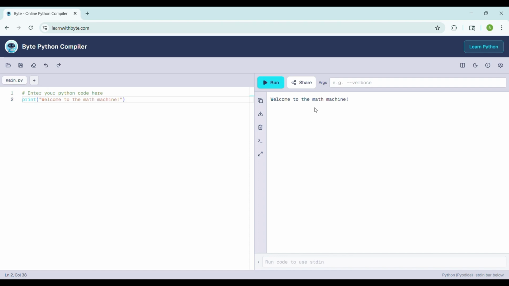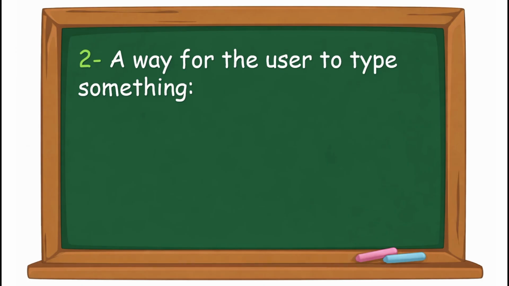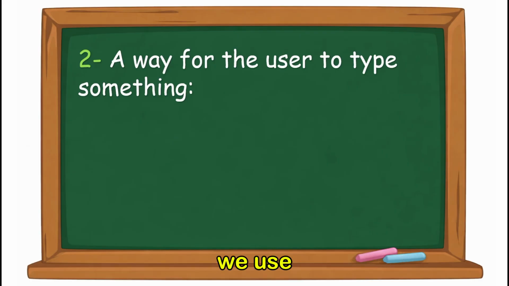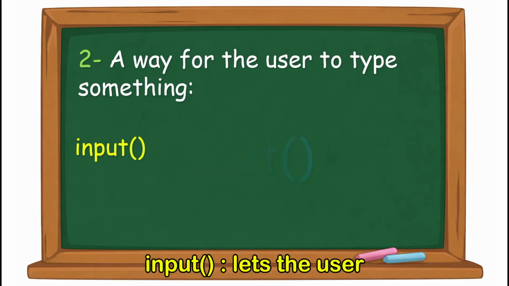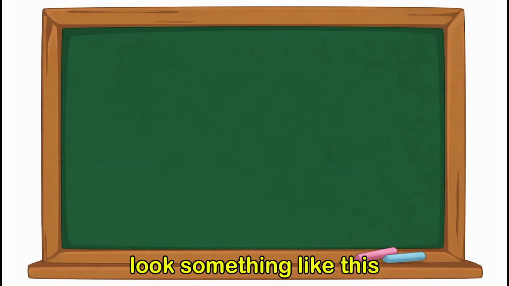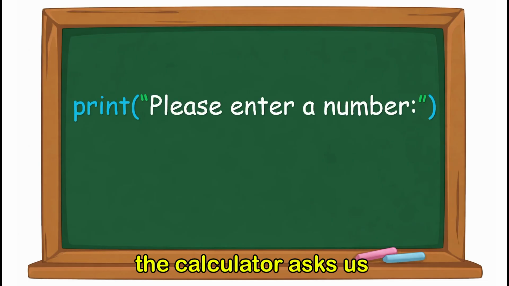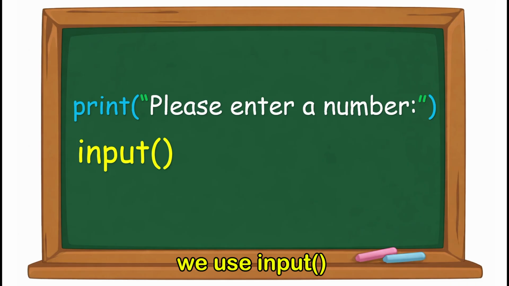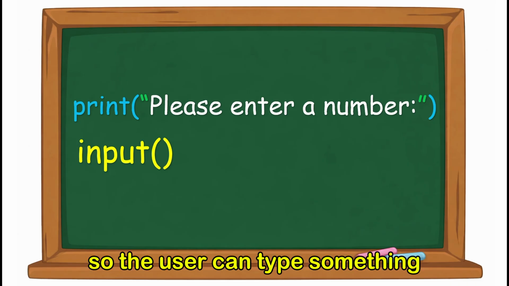But wait, now the computer can talk, but we still can't answer it. So we need something new. If we want the user, like our friend Rico, to type something and give the computer a number, we use input. Input lets the user type something, like a number. So the code would look something like this. First, the calculator asks us for a number using print. Then, we use input so the user can type something.